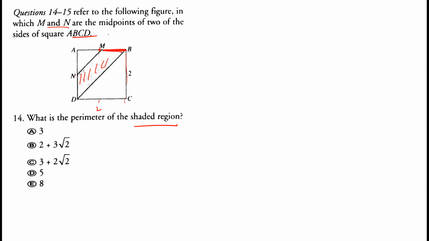So this length, the whole A to B is 2, this length would be 1. Whole A to D is 2, then this length would be 1 as well. If this is 1 and this is 1, then it's a right triangle. So MN would be what? H square equals 1 square plus 1 square. H square equals 2. H equals under root 2. So this is under root 2.